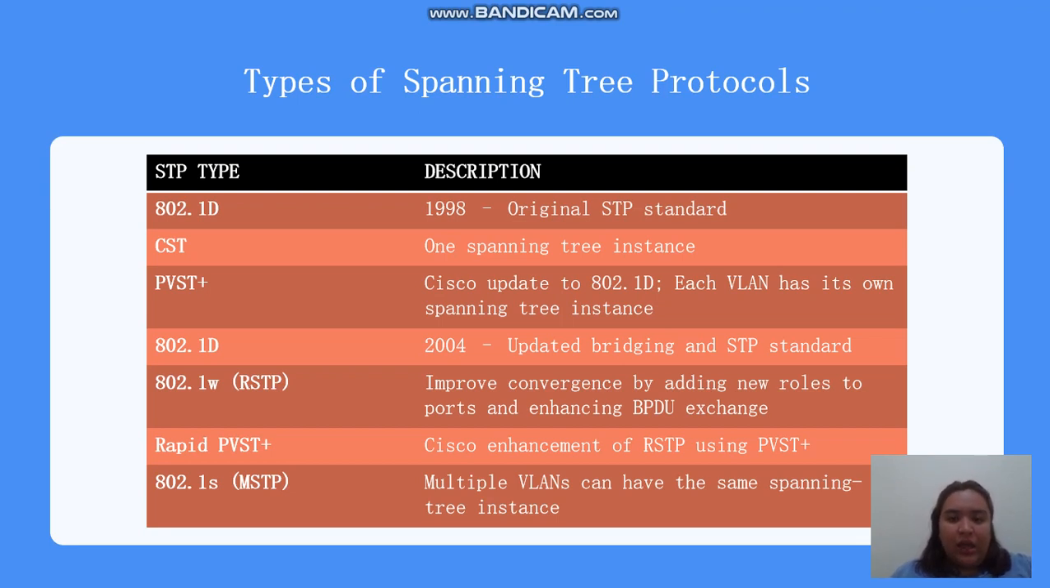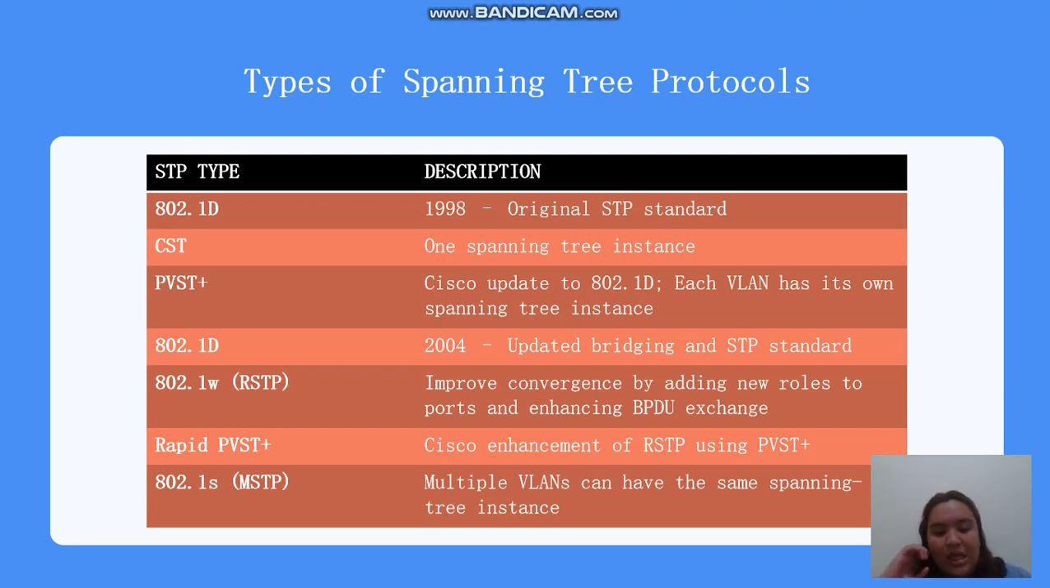So, types of spanning tree protocols. 802.1D is the original STP standard. CST is one spanning tree instance. PVST Plus is a Cisco update to 802.1D, so each VLAN has its own spanning tree instance. And 802.1D-2004 updates the bridging and STP standard. 802.1w RSTP improves convergence by adding new roles to the ports and enhancing BPDU exchange.